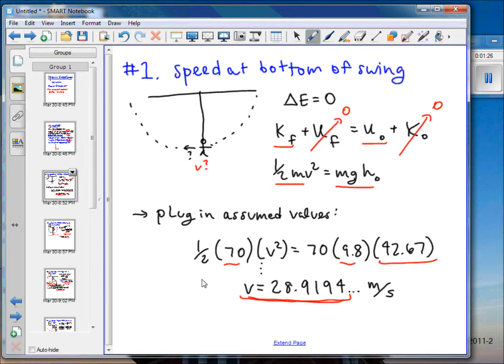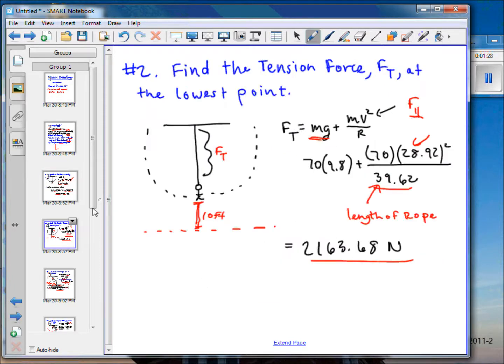Tension force at the lowest point: we're going to use this perpendicular force and then add it to gravity. So when you plug it in, this is the length of the rope that we were given, and we're going to get about 2,163 newtons.